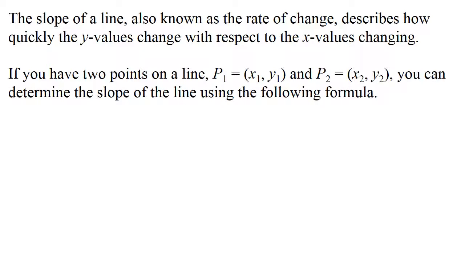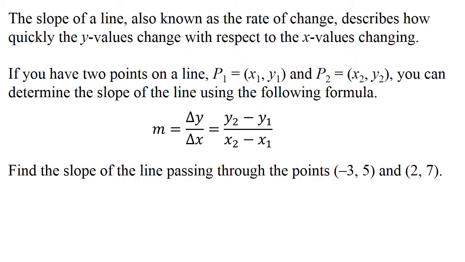If you have 2 points on a line, we know that 2 points can define a line, then you can determine the slope of that line, and the formula we use is the following. M stands for slope, equals, that triangle there is a Greek letter delta, which usually means change, so the change in y over the change in x. And the way you calculate the change is you take your second y minus your first y value, and you divide that by your second x value minus your first x value.